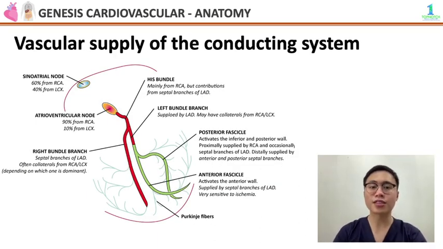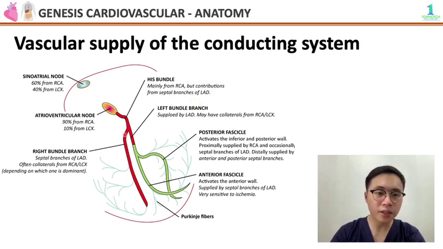So again, for the vascular supply of the conducting system, for the SA node, sabi natin kanina mainly from the RCA, right? 60% from the RCA, but 40% could be from the left circumflex. For the atrioventricular node naman, 90% will be coming from the right coronary artery, but 10% could be supplied by the left circumflex artery. For the bundle of His, you have mainly supplied by the RCA, but there are contributions from the septal branches of the LAD.